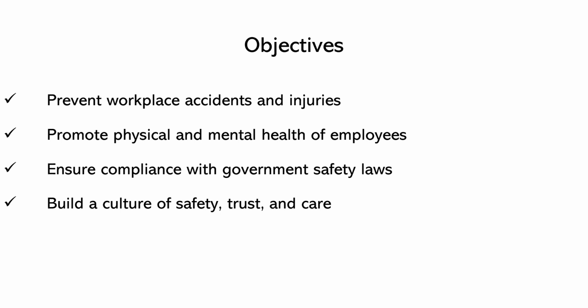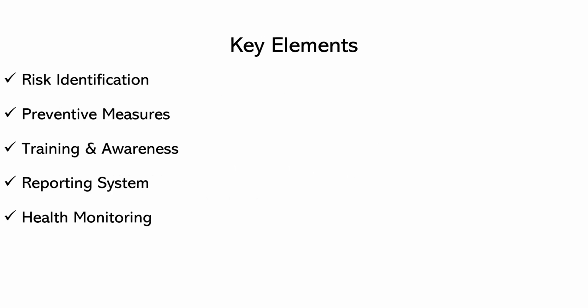Now, what are the objectives? Again, you have to prevent accidents, any kind of accidents, and you have to take care of the physical and mental health of employees, and also follow whatever government safety laws are there. And basically you have to build an organization culture where there is safety, trust and care. Now let's move on to the next topic, that is key elements of occupational health safety.